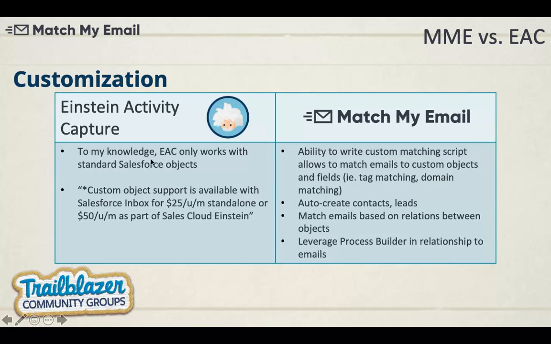Einstein, to my knowledge, only works with standard Salesforce objects or standard Salesforce fields. I did see, buried in one of the Salesforce email presentations I was watching, that custom object support is available for $50 per user per month as part of Sales Cloud Einstein. Match My Email, all of our support and all of our customization comes with the subscription.